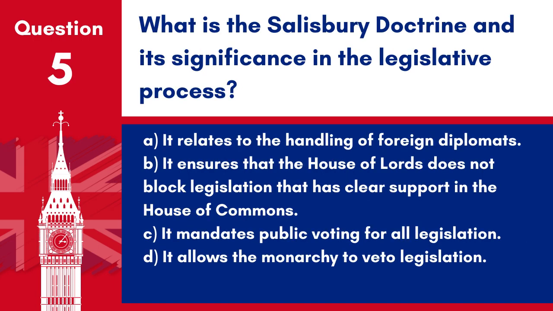Question 5. What is the Salisbury Doctrine and its significance in the legislative process? A. It relates to the handling of foreign diplomats. B. It ensures that the House of Lords does not block legislation that has clear support in the House of Commons. C. It mandates public voting for all legislation. D. It allows the monarchy to veto legislation.